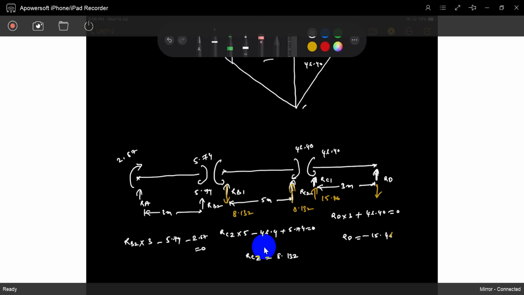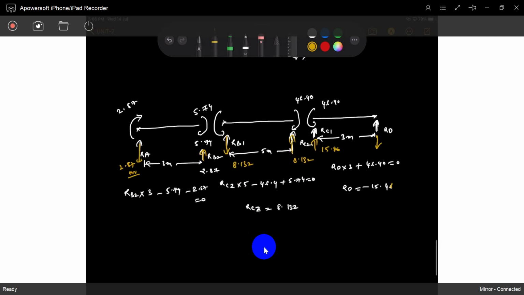5.74 plus 2.87. Answer divided by 3 equal to 2.87. Same thing, same direction, 2.87. So this is 2.87, this is 2.87. That's it. These are the shear forces.